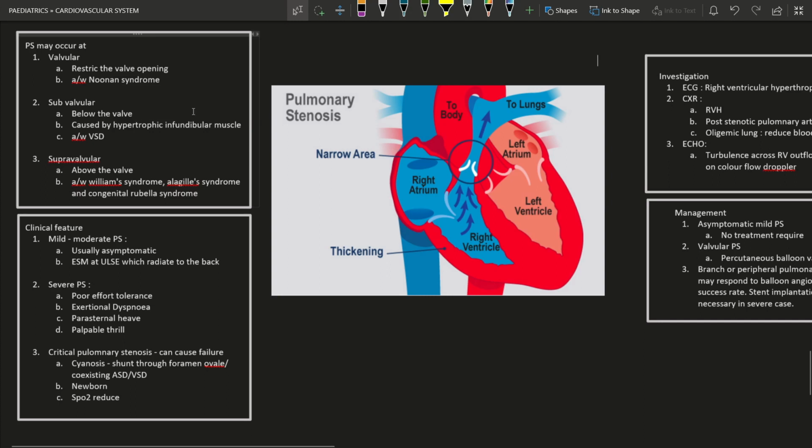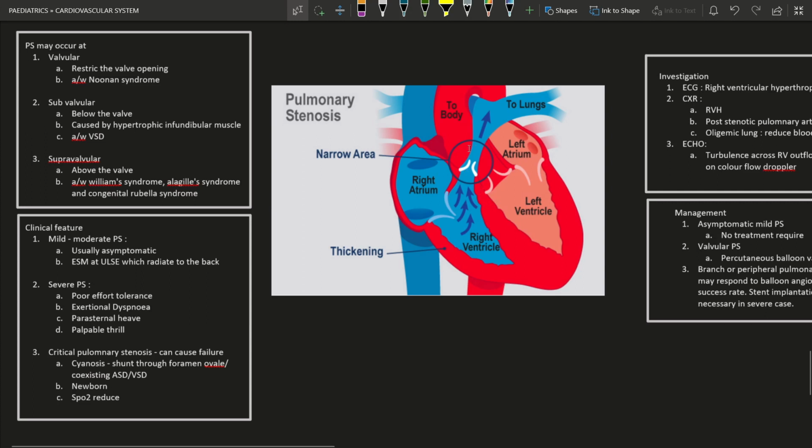The next type of pulmonary stenosis can occur at the subvalvular area, which means before the valve. It is caused by hypertrophy in the infundibular muscle, and it is usually associated with ASD. Usually they have ASD.